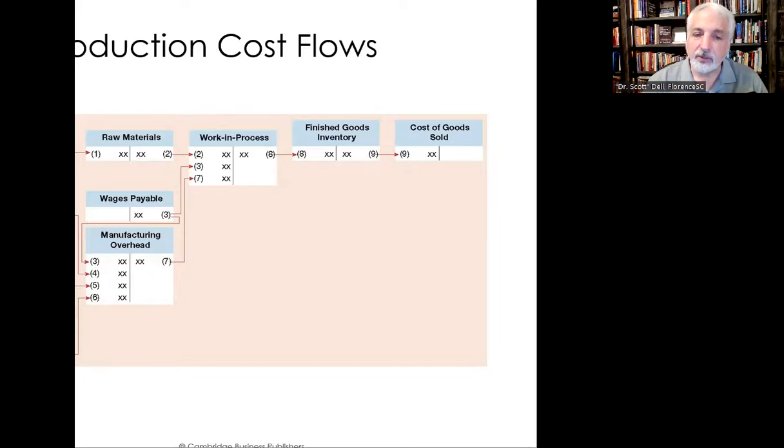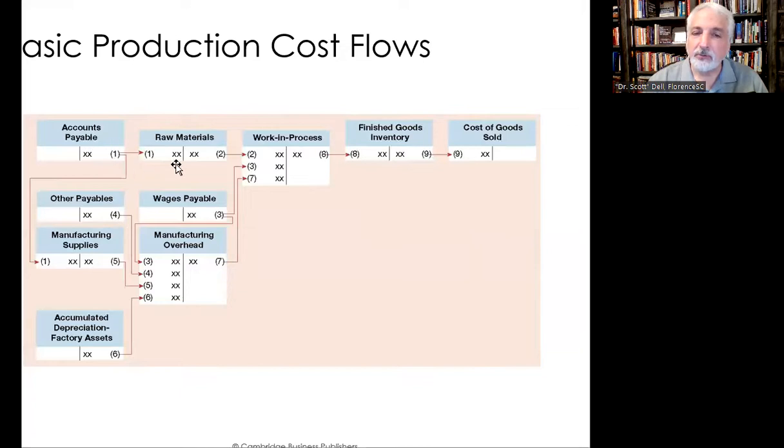So that's the flow. I'm going to broaden this out and widen this a little bit. And we do have accounts payable for the materials that we bought. We have other payables, which are indirect overhead or indirect materials, manufacturing supplies, more indirect materials. We might have some indirect labor going into our overhead. And then we have depreciation that's part of our overhead.